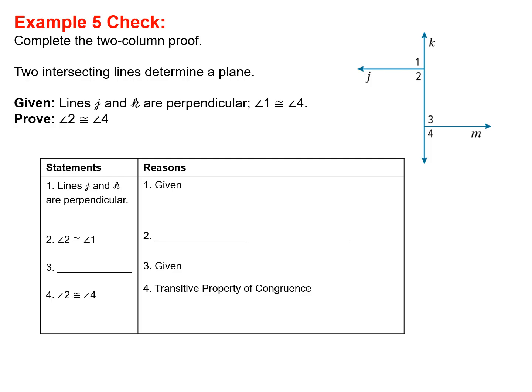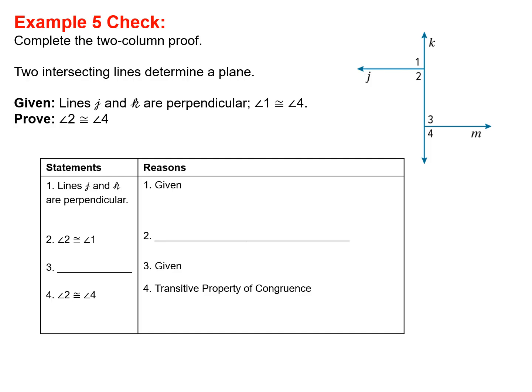Let's look at the next one. You're going to try it on your own and then you're going to pause the video and then come back. Okay, complete the two-column proof. Two intersecting lines determine a plane. Given that lines J and K are perpendicular and you're given angle 1 is congruent to angle 4, prove that angle 2 is congruent to angle 4.